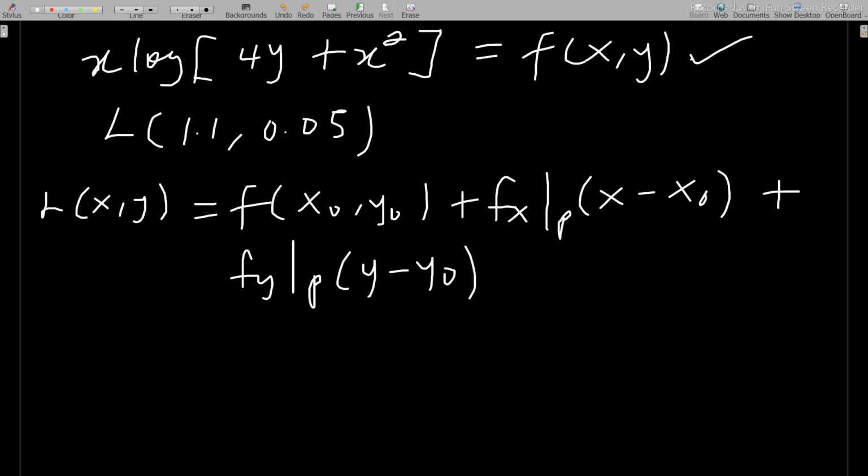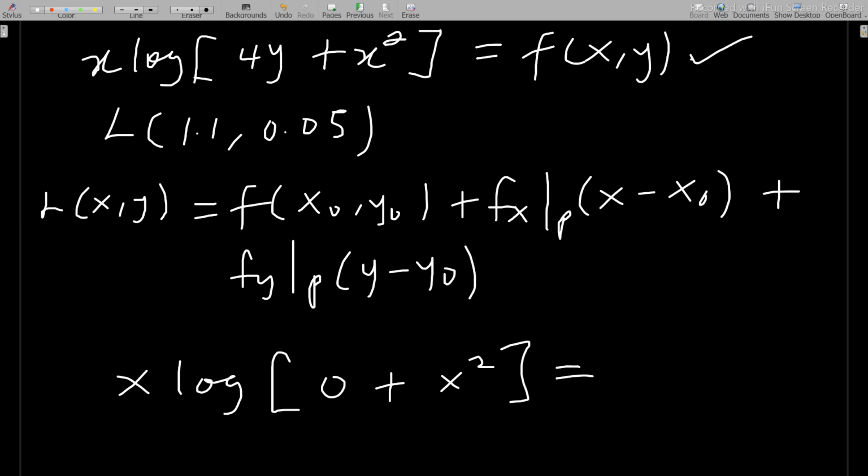So let's try to make sure that y is 0 and see. When y is 0, what will happen? We'll have something like x log of 0 plus x squared. Now we don't know x. I've already chosen something for y, so let's say y naught is 0. Then what will x be, so that the answer here will be very simple, either a whole number or something simple like 1.2, 1.1, or 1, or a whole number like 0, 2, or negative 1.